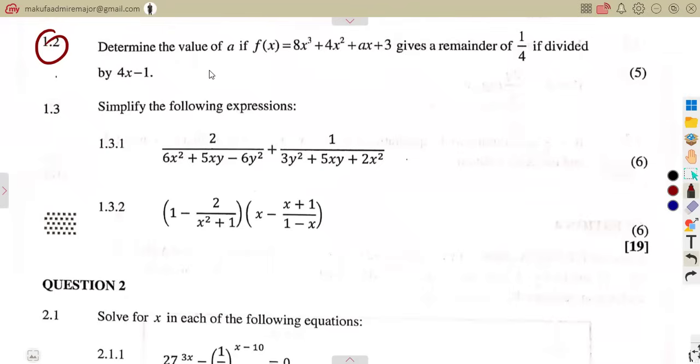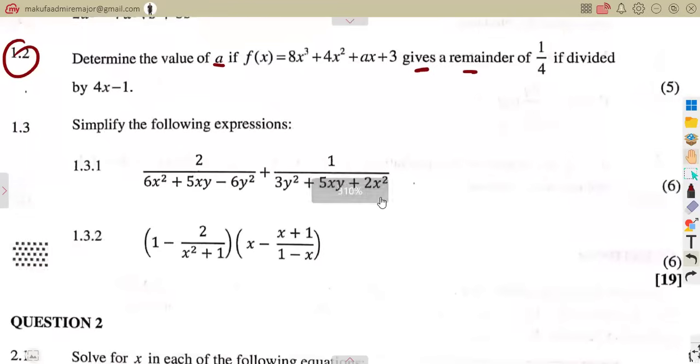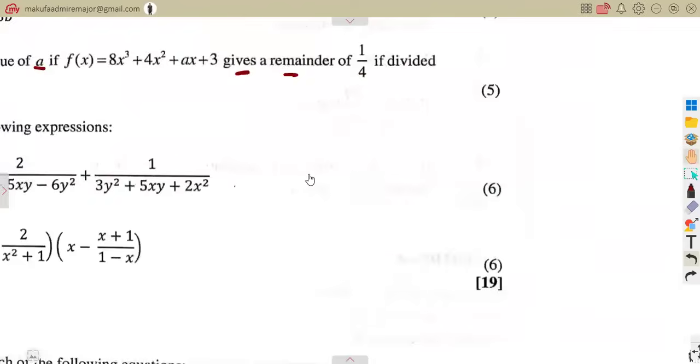1.2, determine the value of a, factor and remainder theorem. We talked about that as an introduction. Make sure that you do watch that video where we are given determine the value of a if f of x is equal to this, gives a remainder of, if divided by 4x minus 3, 4x minus 1. I said, guys, as long as you're working with the factor and remainder theorem, it is one thing that you just need to understand.